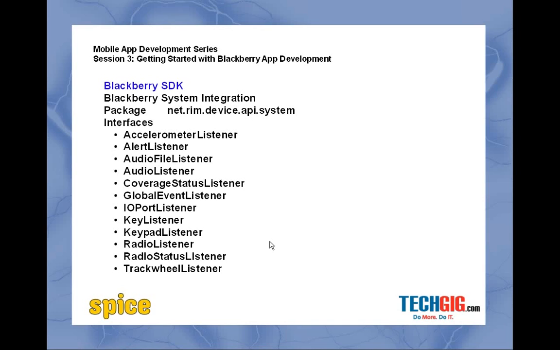Another thing is, when you write an application, you can integrate with a lot of system integrations. Such as you can integrate with the accelerometer, you can have audio files. If you want to do application integration, you have a global event listener. Then you can integrate with the keypad using key listener. There's a keypad listener, a radio listener, a track wheel listener, a navigation wheel listener. There are a lot of these system integrations.